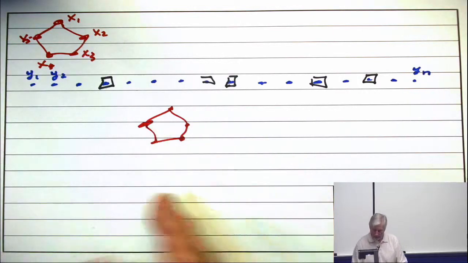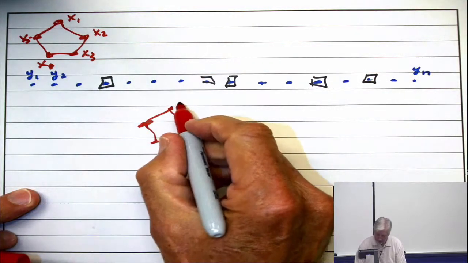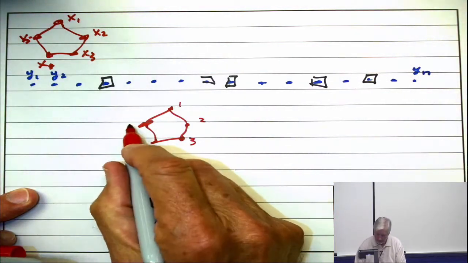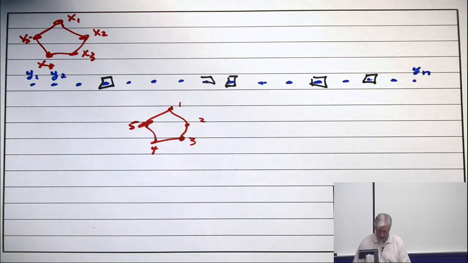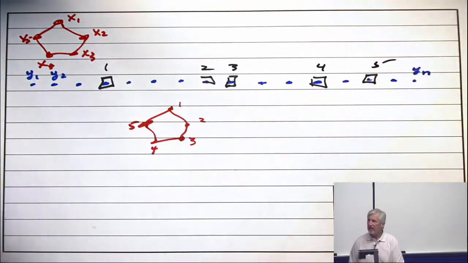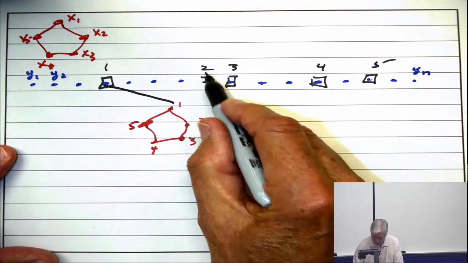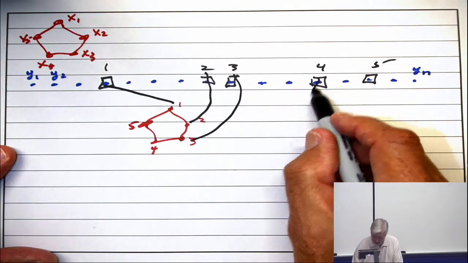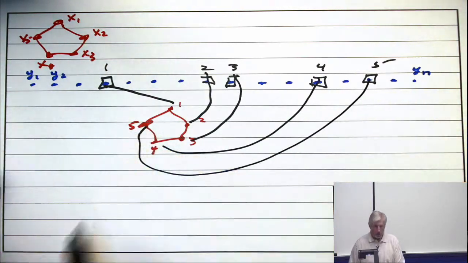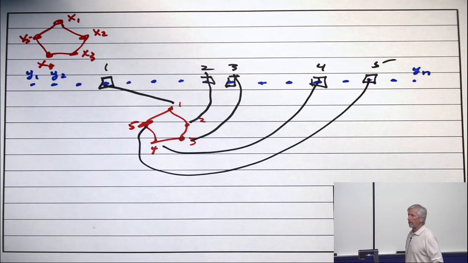And I'm going to attach this copy to that subset in the following way. The first element, I'm going to drop the X's. This is 1, 2, 3, 4, 5. And in my subset, this is the first element, the second element, the third element, the fourth element, and the fifth element. I'm going to join them with edges like this, 1 to 1, 2 to 2, 3 to 3, 4 to 4, and 5 to 5. So between those five vertices in my independent set and the five vertices in the copy, I have five edges and they have no common endpoints.